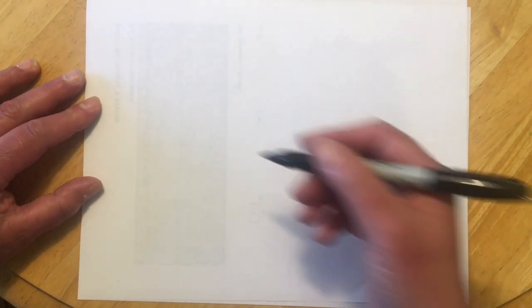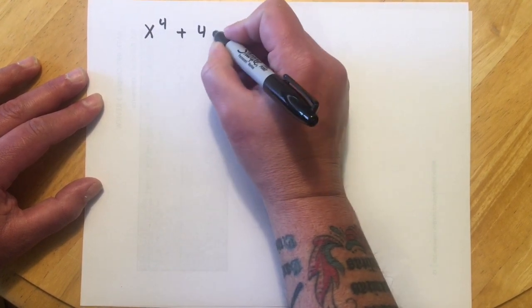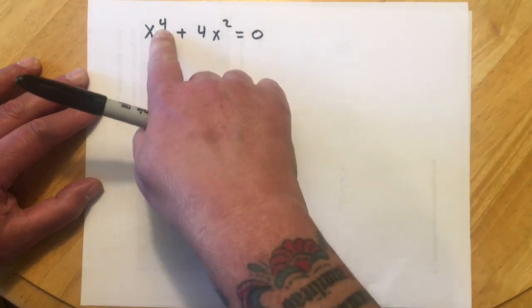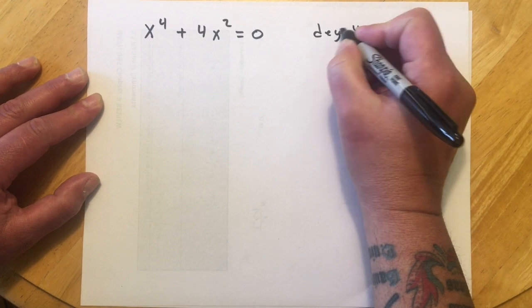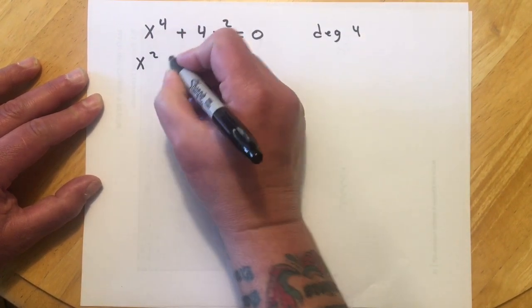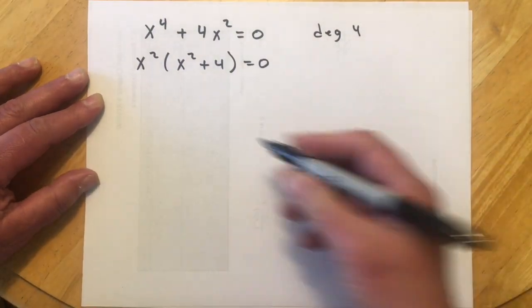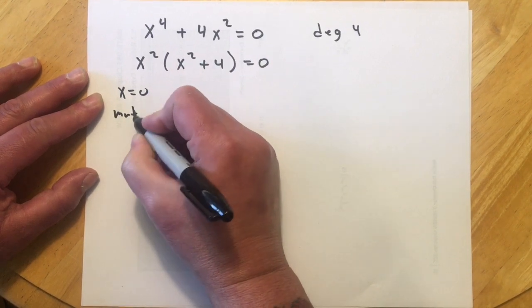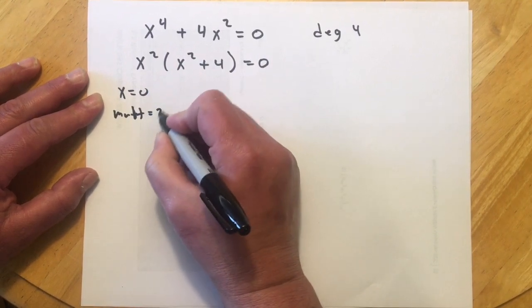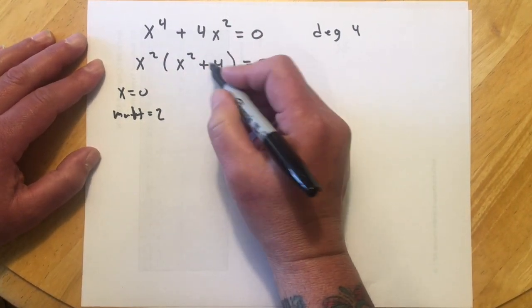And then just to compare that to something that wouldn't have all real roots, let's say I had x to the fourth plus 4x squared equals 0. So this time I should get 4 zeros because my degree is 4. If I do the same factoring, x squared times x squared plus 4 equals 0. So this time I'm going to get x equals 0, and that would be multiplicity 2, because of the squared, but this piece doesn't have real roots. It doesn't have any real zeros.